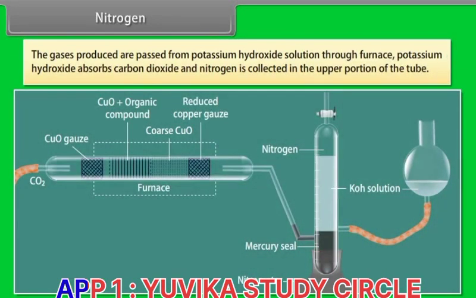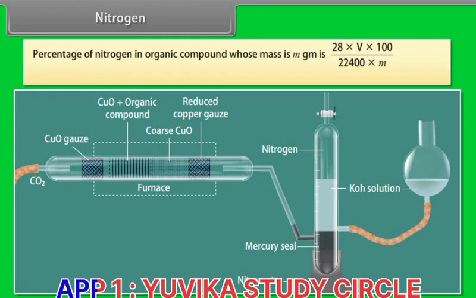The gases produced are passed through potassium hydroxide solution through the furnace. Potassium hydroxide absorbs carbon dioxide and nitrogen is collected in the upper portion of the tube. Percentage of nitrogen in organic compound whose mass is m gm is 28 into V into 100 divided by 22,400 into m, where V is the volume of nitrogen at STP.